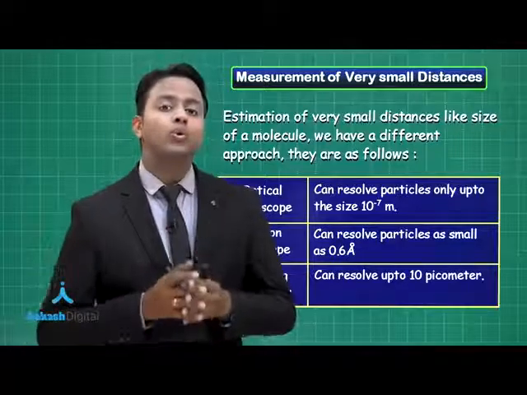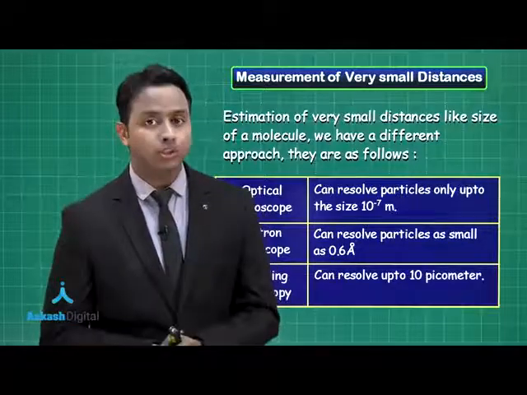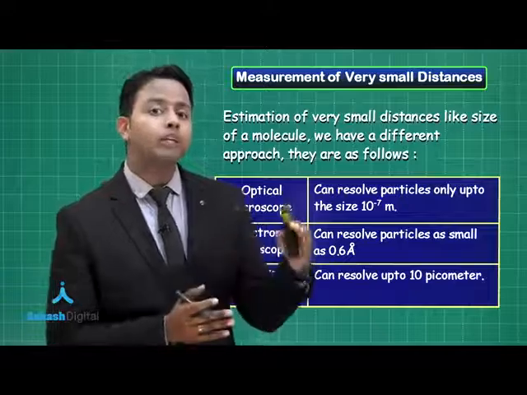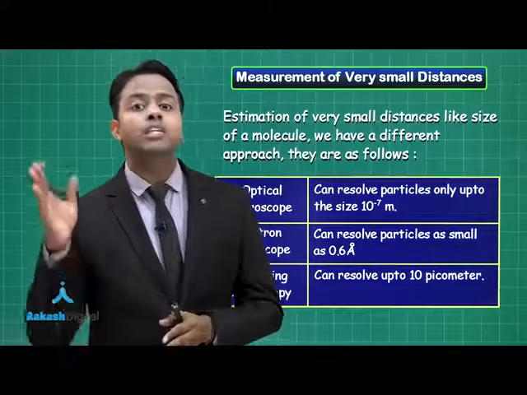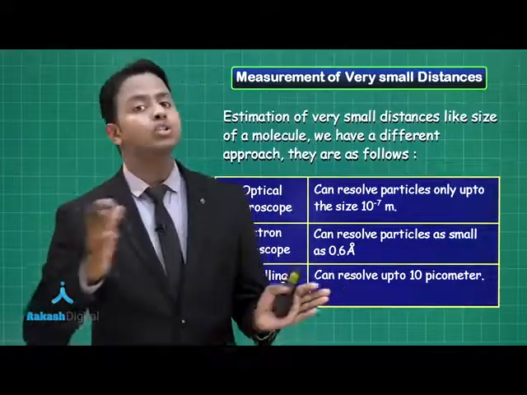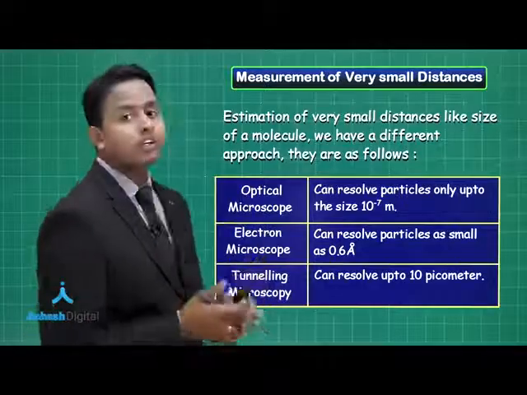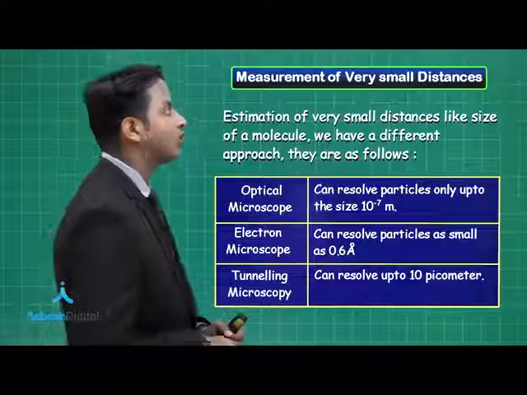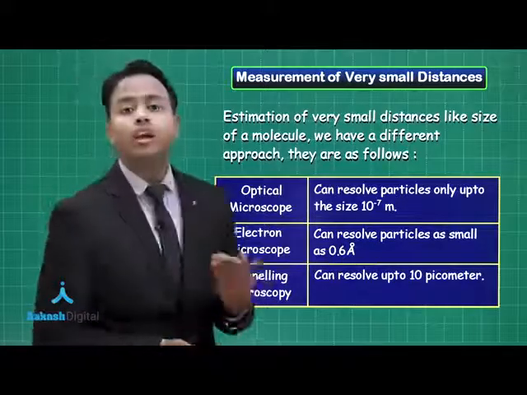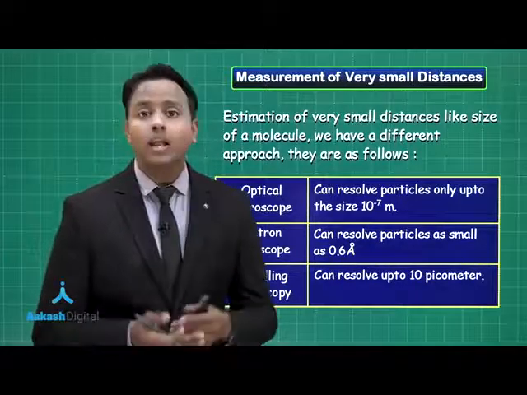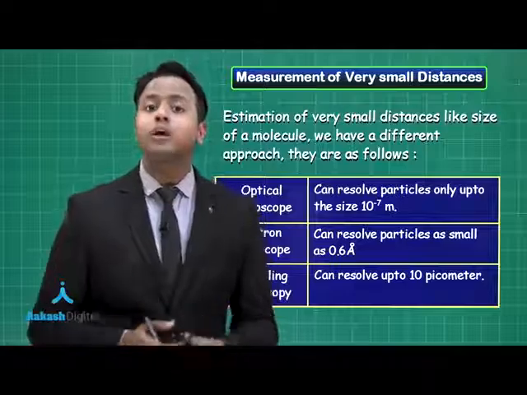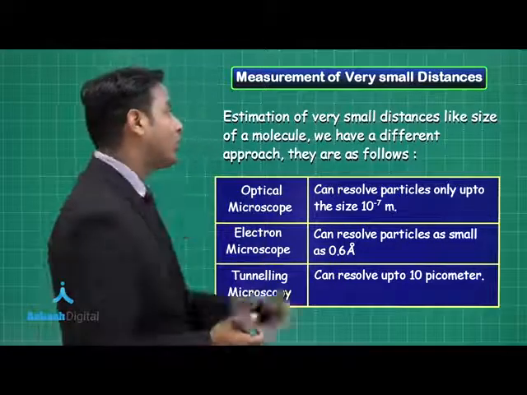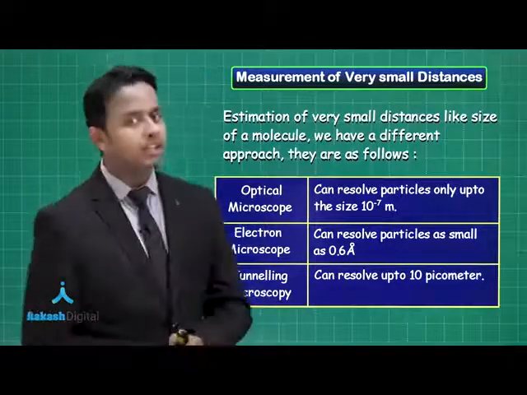We have measured those distances which lie in the range of 10 to the power 2 meter to 10 to the power minus 5 meter using the ruler to the screw gauge. Now we have a different range to work on. So, estimation of very small distances like the size of a molecule. The size of a molecule actually lies in the range of 10 to the power minus 9 meter. So we have a different approach, and they are as follows.